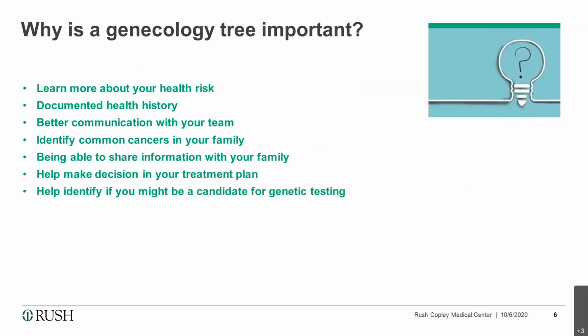So it allows for better communication with your team, identify common cancers in your family. You might not have thought about it until you really sit down and look at the map that forms your family tree or your genealogy tree to see, you know what, there is a certain type of common cancer identified or something that I see within one side or both sides of my family. Being able to share information with your family.